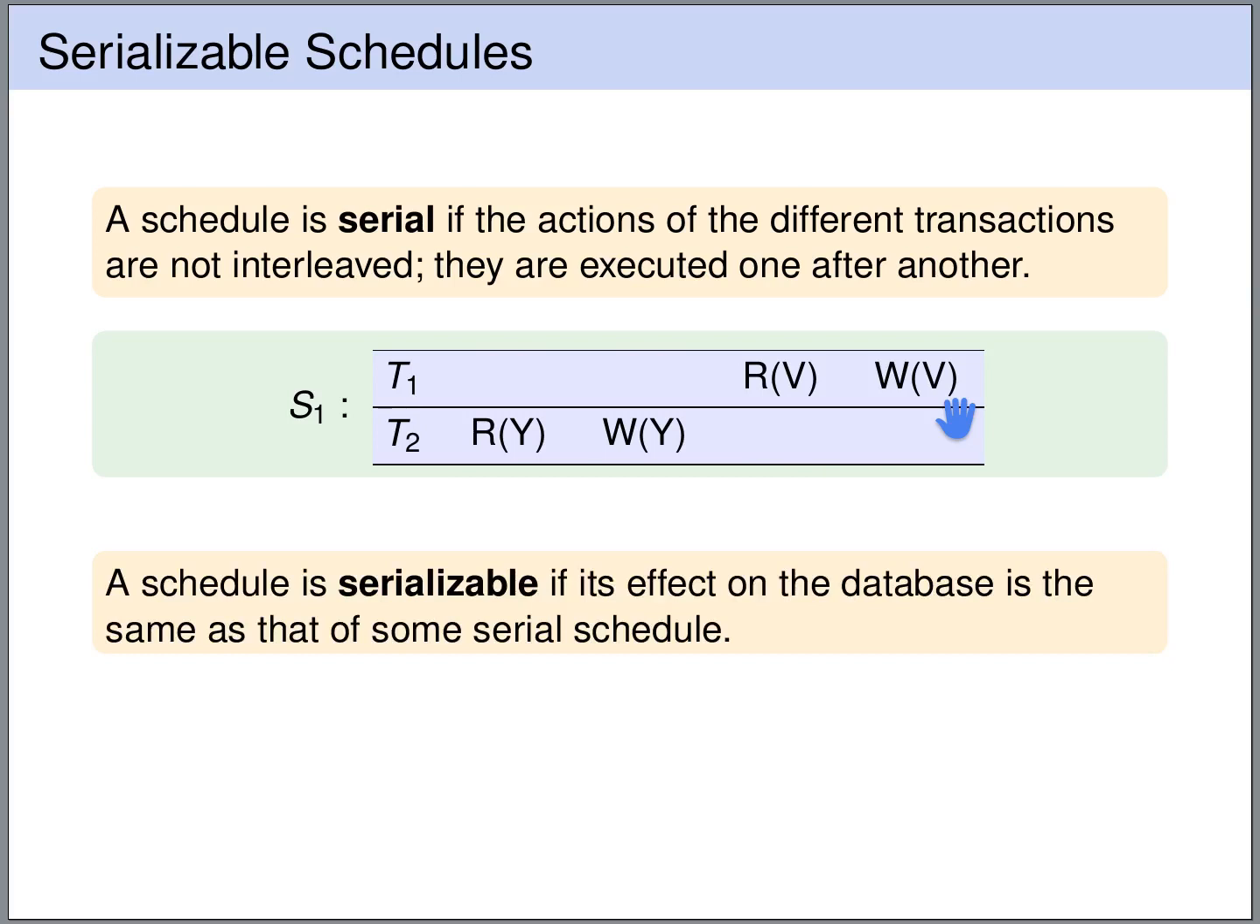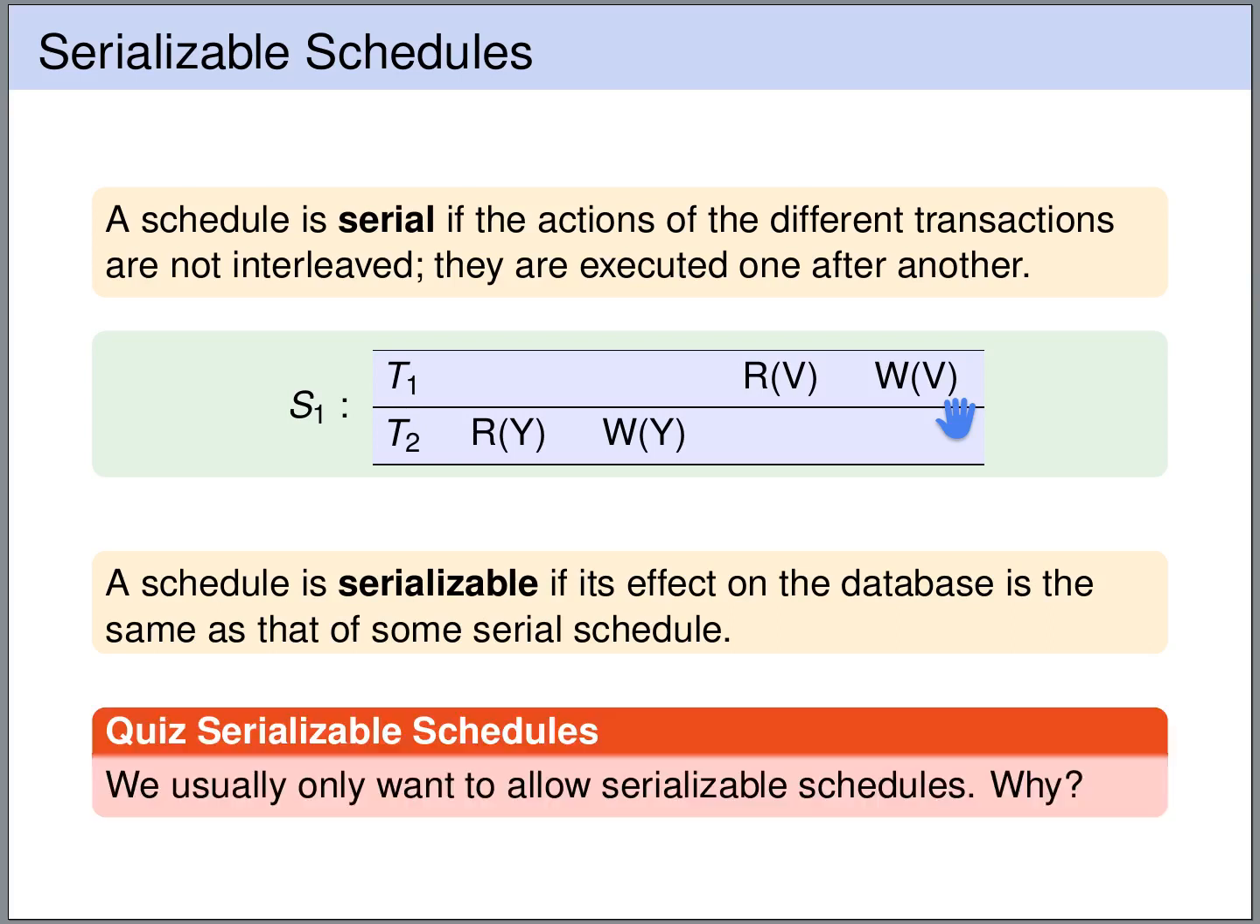Usually, we want schedules to be at least serializable. A schedule is said to be serializable if the effect on the database is the same as that of some serial schedule. So why do we usually want schedules to be serializable?